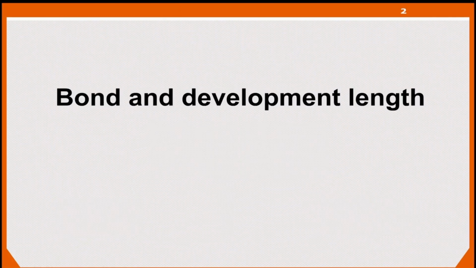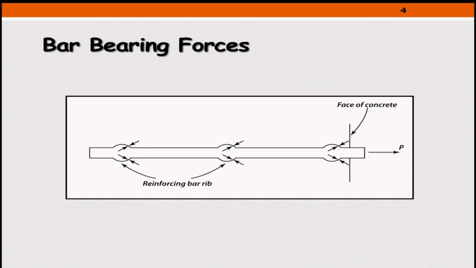Bond and development length. We will learn what is bond stress, what is bond failure, what is the development length, what do we mean by development here. So let me first give you some background on how the reinforcing bars look in the longitudinal direction. Any reinforcing bar would have these kinds of deformations over the surface of the bar. These deformations, we call them reinforcing bar ribs or lugs.